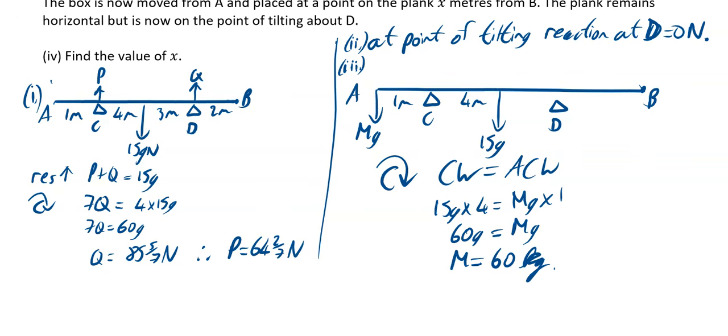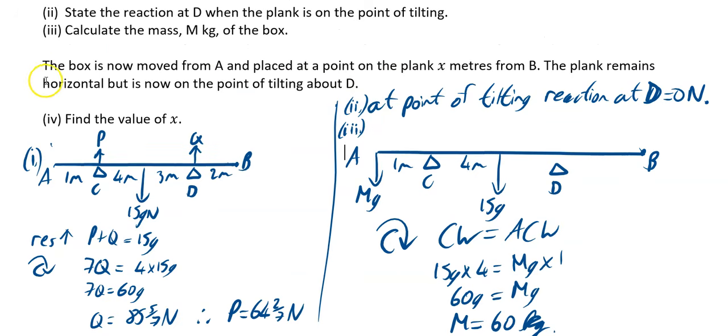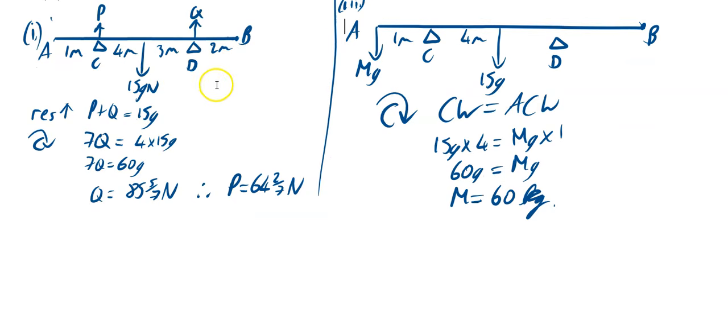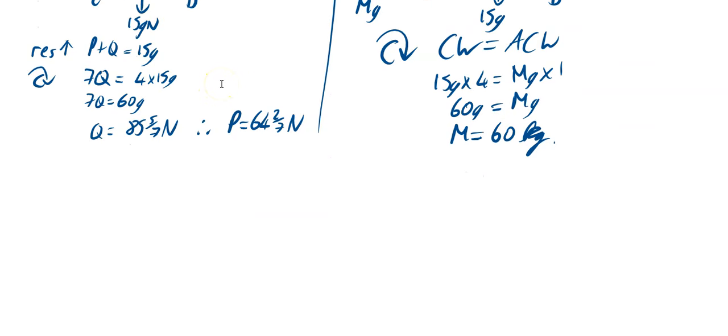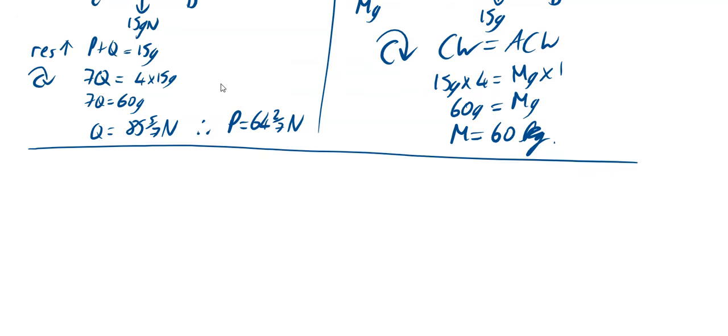The question now says, and we can see it now on the screen, the box is now moved from A and placed at a point on the plank X meters from B. The plank remains horizontal, but now is on the point of tilting about D. So it's now tilting the other way. So it's like a completely new question. The only thing is we now know the mass M. So we have to redraw again. Let's draw this again. This is our part 4.